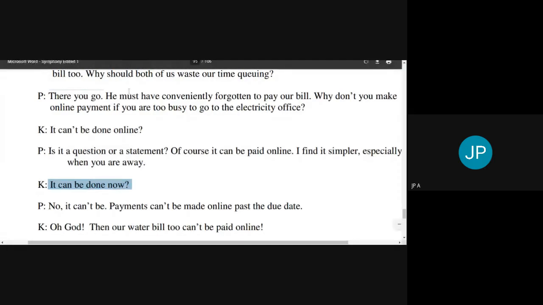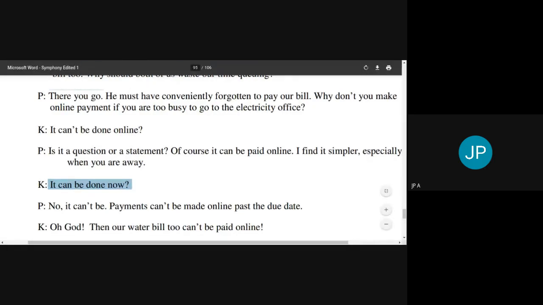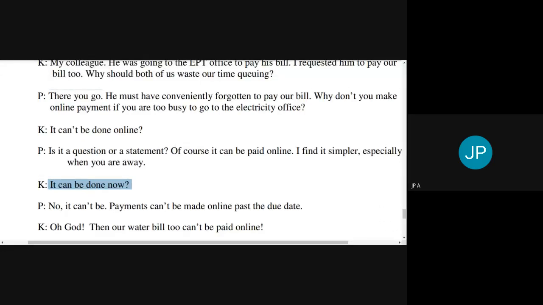So that is the next error that he makes. It can't be done now. It can be done now. That is the next error that he makes. So the same structural error is made. So what is the correct usage? If you correct this sentence, how will you write it?